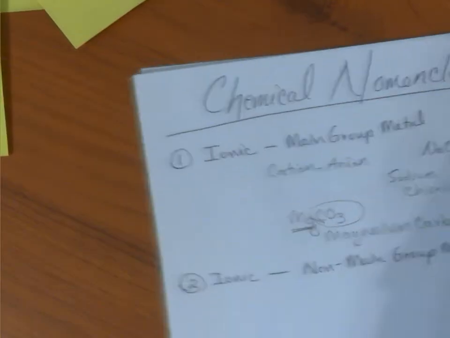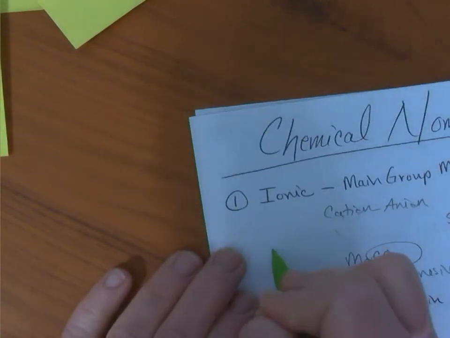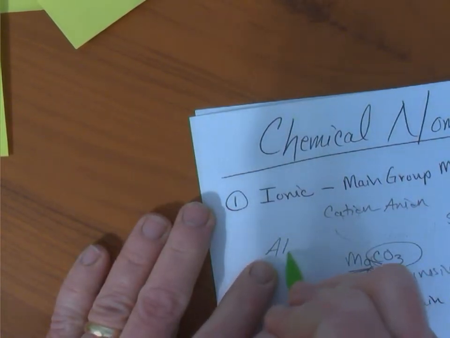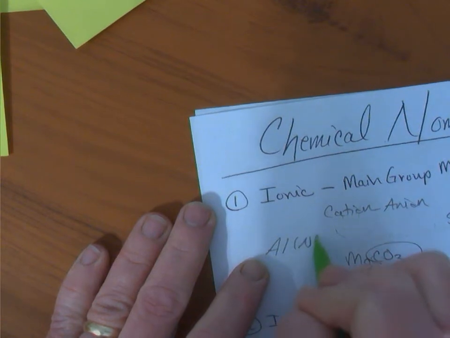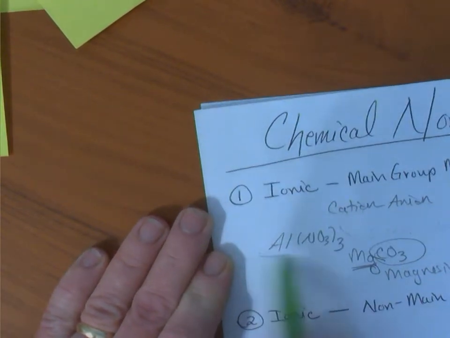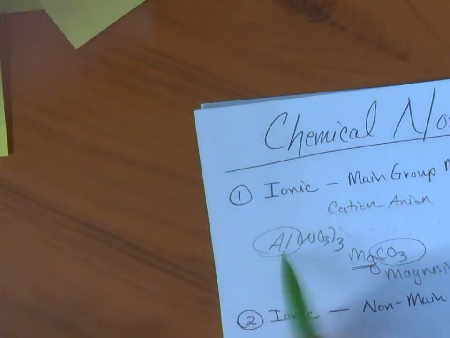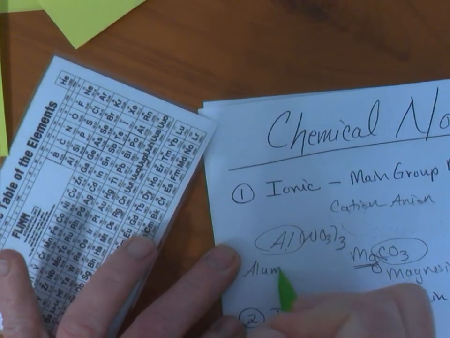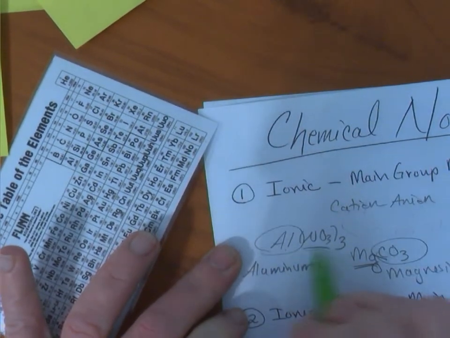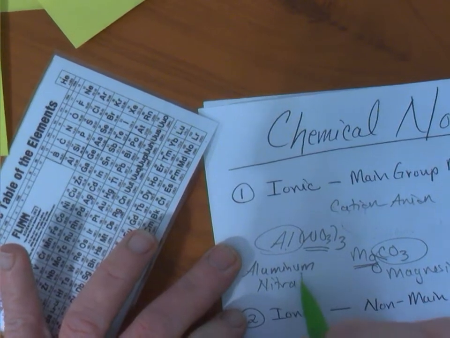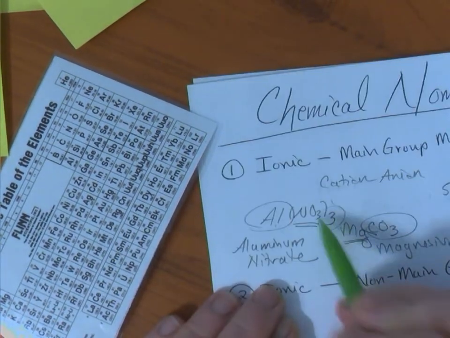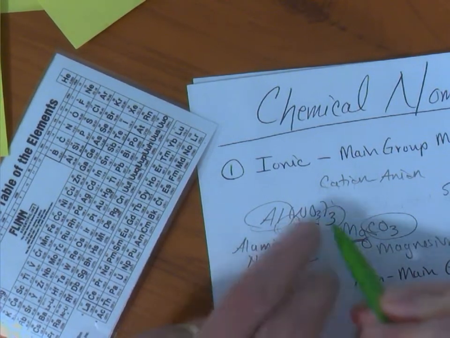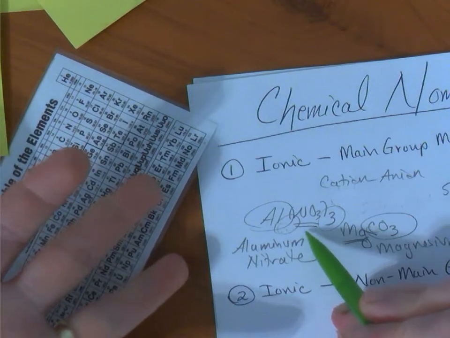Let's just do one more. What if we would begin with, let's say, aluminum and nitrate? All right, so it begins with a metal, and aluminum is main group. I just dig right into the naming. This is the aluminum ion, but I drop the word ion, and this is nitrate. Now, the number of each does not change or get involved or show up in any way in the name.